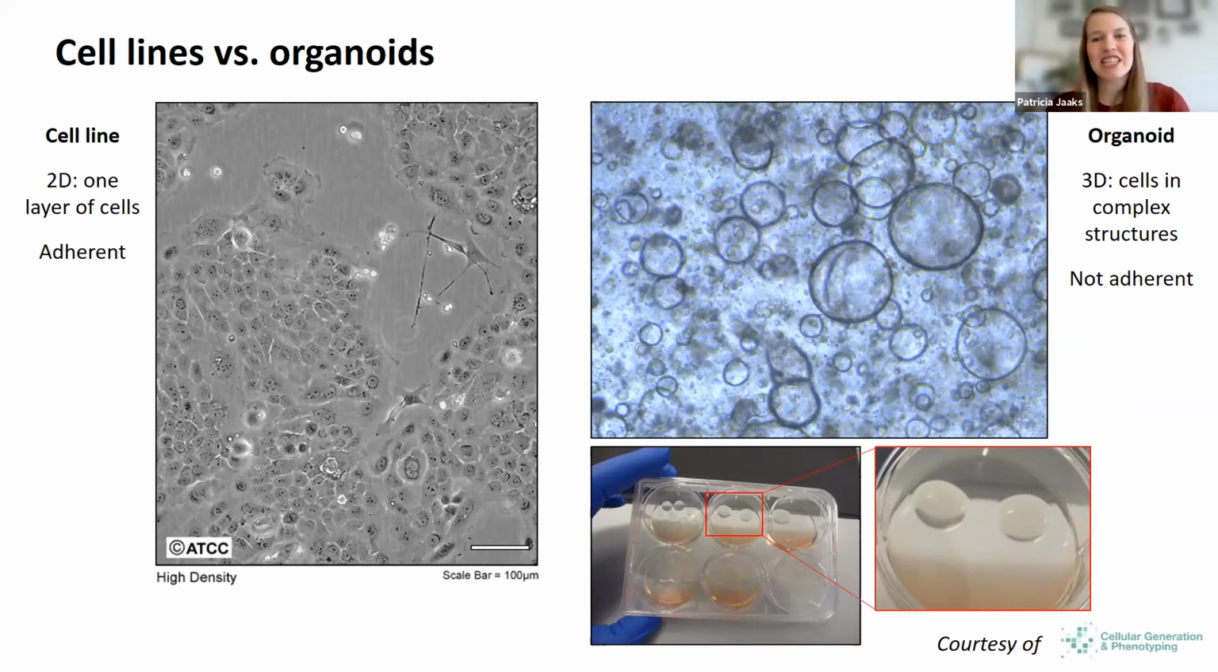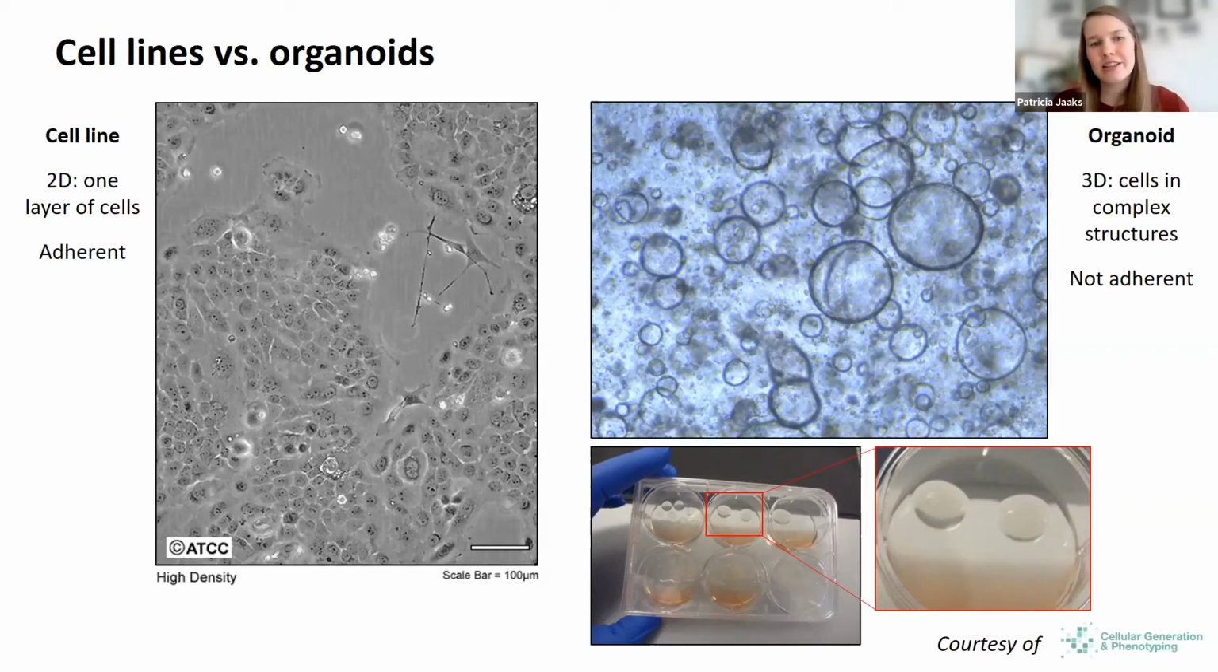What you can see here is the difference of how they look like in culture. So if you look through a microscope, on the left, you can see a cell line. On the right, you can see an organoid. Both of them are derived from pancreas, but you can see they look fairly different. So on the left, the cell line is 2D. It grows in one layer, so quite regularly.